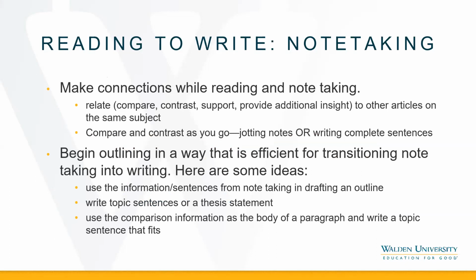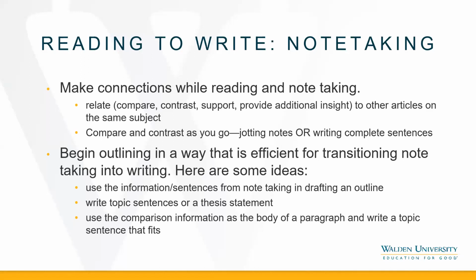So make connections while reading and note-taking. Again, these don't need to be genius. They don't need to be right. They just need to be a connection. And oftentimes when you go back to the work, it's surprising how useful some of these connections actually are. So anything that you can relate to something you've read previously, or any kind of insight that you might have while reading, is really useful to jot down. Compare and contrast as you go, jotting notes or writing complete sentences, whatever comes to you, and begin outlining in a way that's efficient for transitioning note-taking into writing.